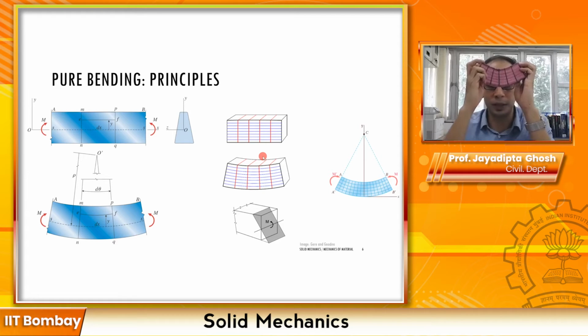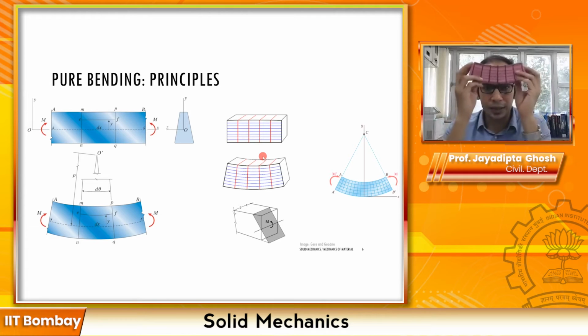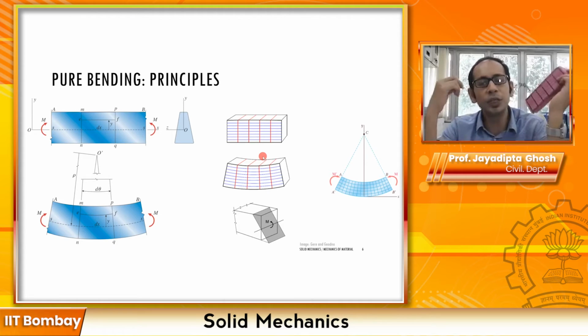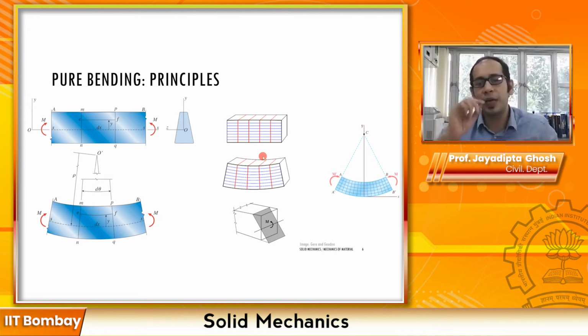So that means the top part is undergoing compression, whereas the bottom part of the beam is undergoing tension because it is undergoing an expansion in length, right? And consequently, in between the top and the bottom, you must have a line which is known as the neutral axis, as we will see, and that particular line does not undergo any change in length.